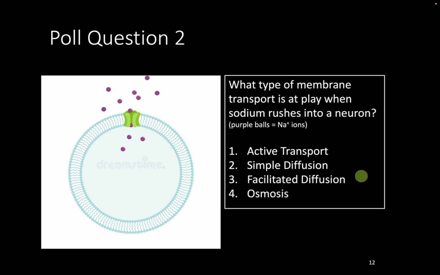Okay. No ATP, so it can't be active transport. Simple diffusion, that would be moving straight through the membrane. Can't do that. These are ions. Osmosis, that's the movement of water. So 3.